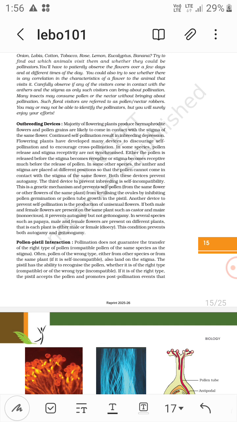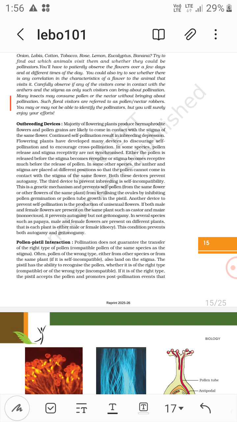So to encourage cross pollination, in some species pollen release and stigma receptivity are not synchronized. Either the pollen is released before the stigma becomes receptive, or the stigma becomes receptive much before the release of pollen. So this is the first method to prevent self pollination.